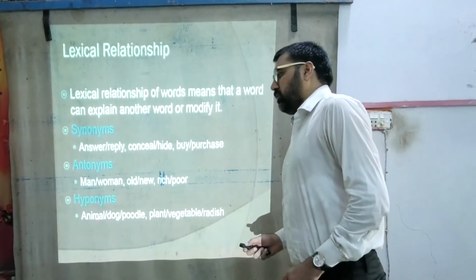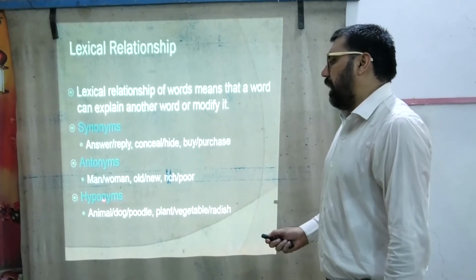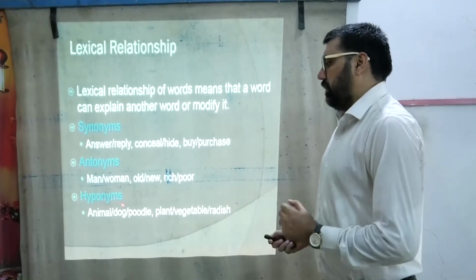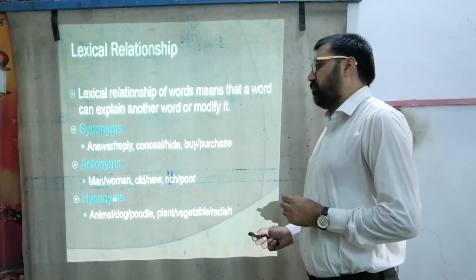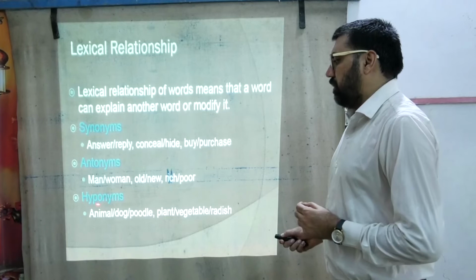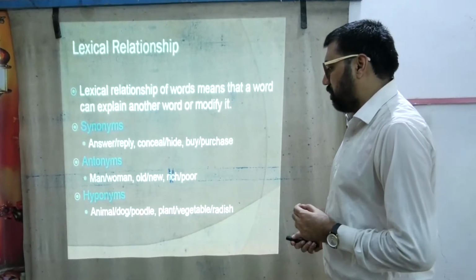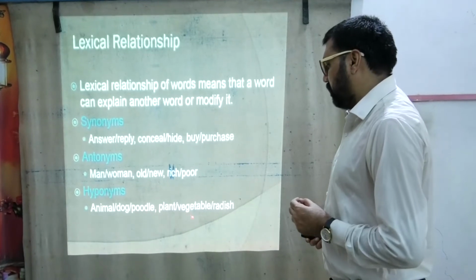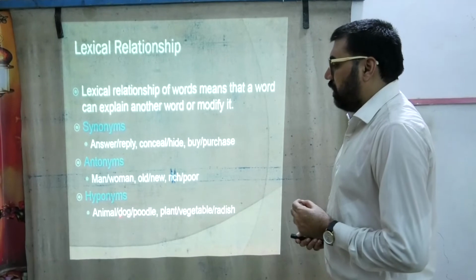Now move on to hyponyms. What is the meaning of hyponyms? Hyponyms capture the concept of a kind-of relationship, and that is called hyponymy, like animals, dog, poodles, plant, vegetable, radish. Poodles are related with the dog.